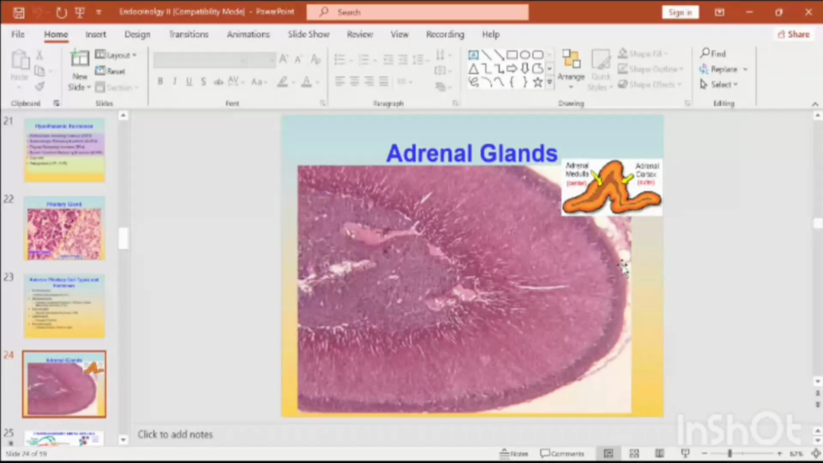The adrenal glands are sometimes called the suprarenal glands because they are located on top of each kidney. This is also a micrograph illustrating the two of them. If you can still remember from your histology class, we divide it into the medulla and the cortex.